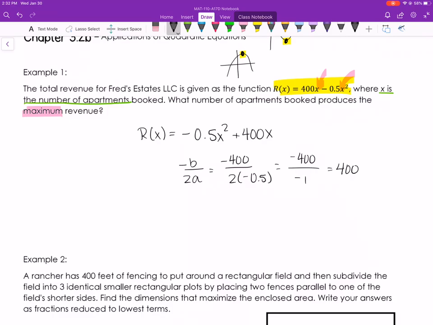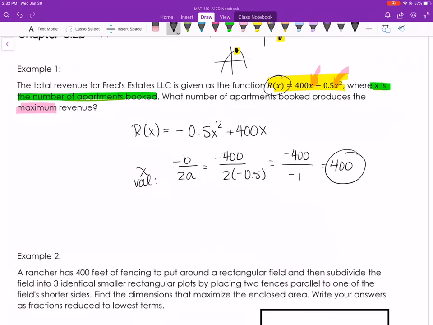Now, normally I would take that value and plug it in. If I do that, I'm going to get out the y value, or the revenue. So 400 is the number of apartments, because remember, this is the x value, and they asked me for the number of apartments booked that would maximize, which they told me was x. So actually here is my answer: 400 apartments would maximize my revenue. I don't need to plug that 400 into the function, because that gives me the actual revenue amount, however much money I'm going to make.